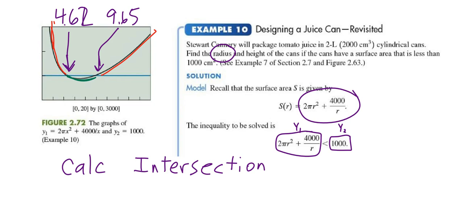But it's asking for the radius of the height. Yep, I want to know about the radius. I'm not going to ask about the height. I just want to know about the radius. Tell me, based upon the picture that you see, when is y1 smaller than y2? When is the surface area less than 1,000? You said it was the green section, so you should identify it. Okay, so what's your answer?